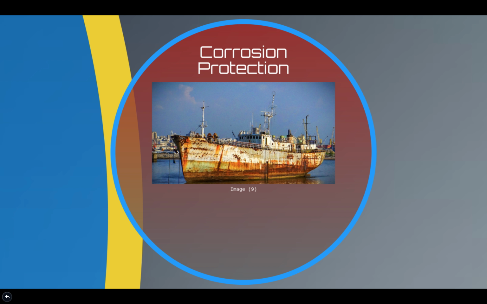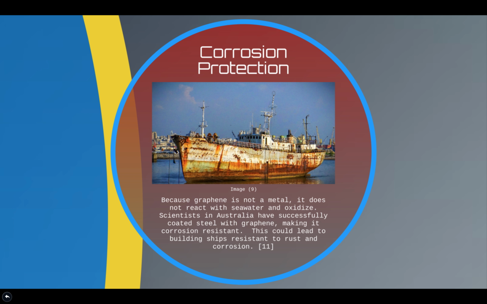Corrosion protection. Because carbon is not a metal, it does not corrode in seawater. Australian scientists coated steel with a layer of graphene, making it corrosion resistant. This is extremely significant because the #1 most expensive cost to ship maintenance is corrosion repair.